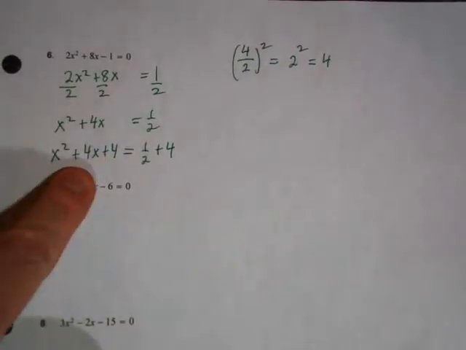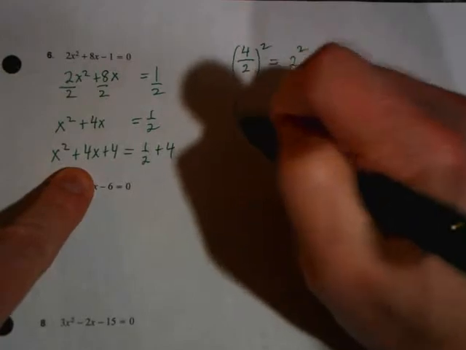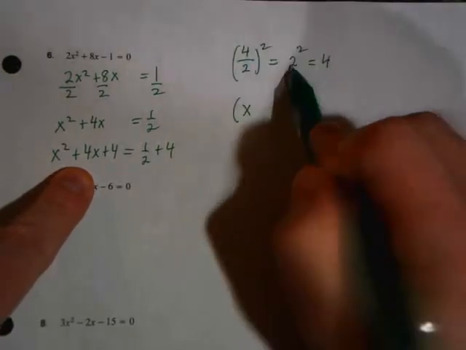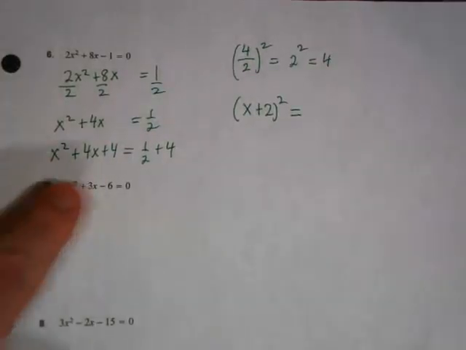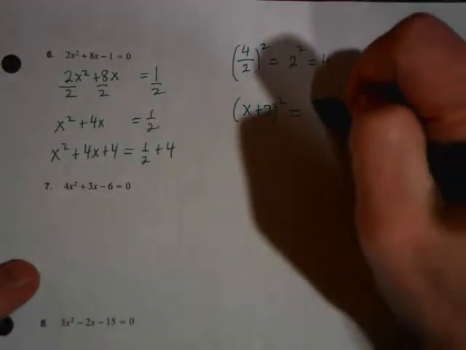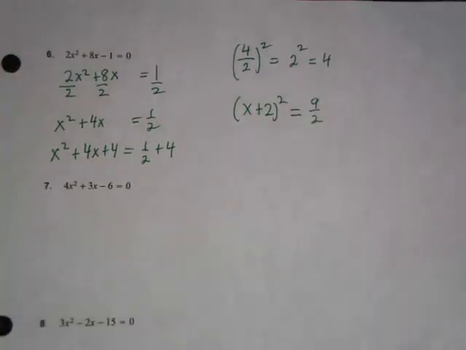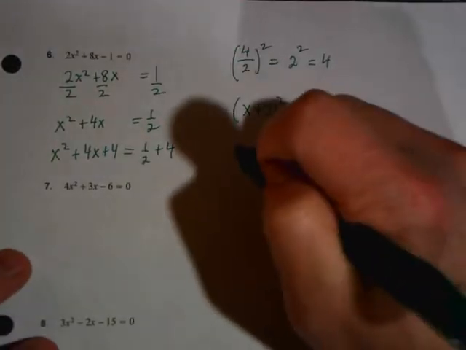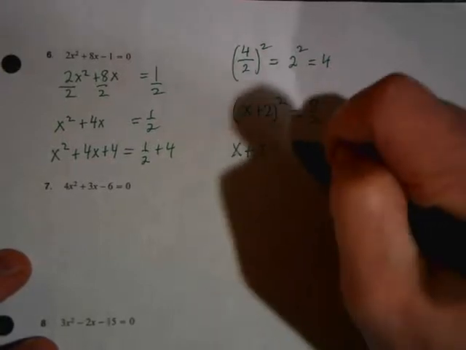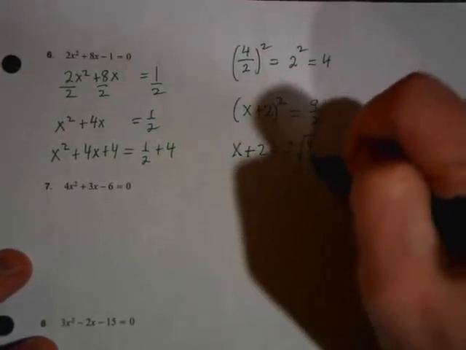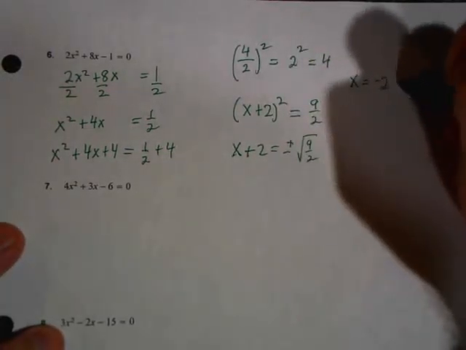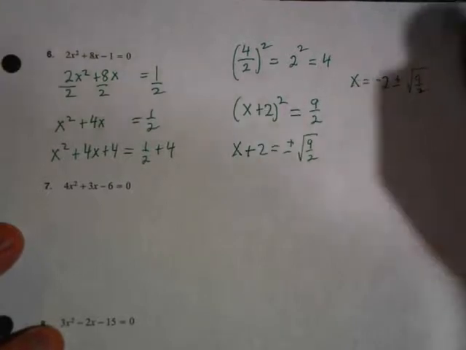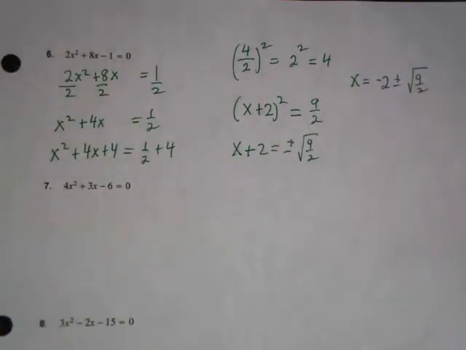The left-hand side factors nicely. It's x, and then it's this number right here before we did the squaring, so that's (x plus 2) squared equals 4.5. I'm going to write it as 9/2. Square root both sides. x plus 2 is plus or minus the square root of 9/2. So x is negative 2 plus or minus the square root of 9/2. Perfectly correct answer as far as I'm concerned.